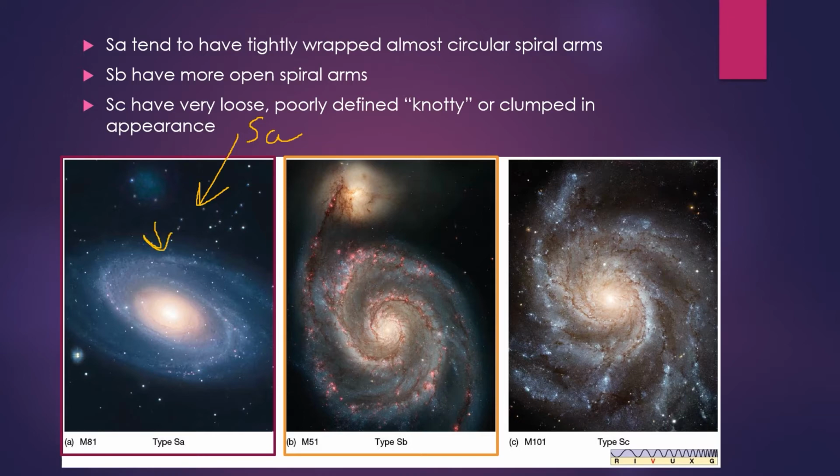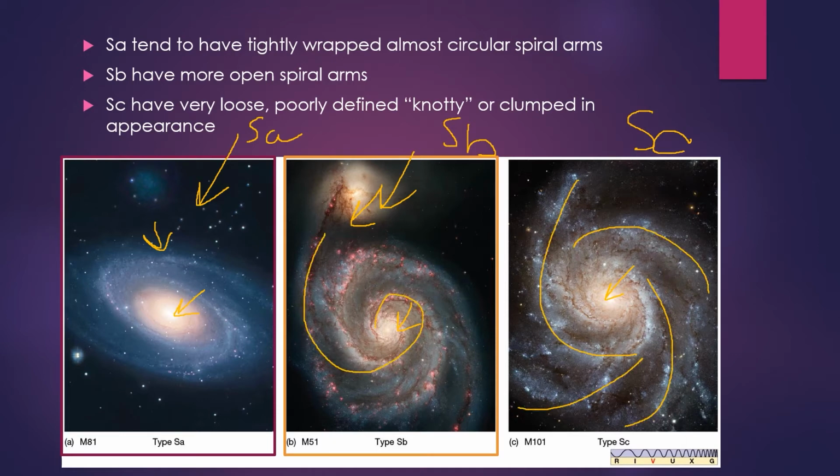They're going to have a very large bulge in the middle, whereas SB have more open spiral arms, like we can see here. You can tell they have a smaller bulge, and then we get to SC, which has an even smaller bulge, and much looser arms than we did here versus here, where we can even just tell the tightness that they're getting.